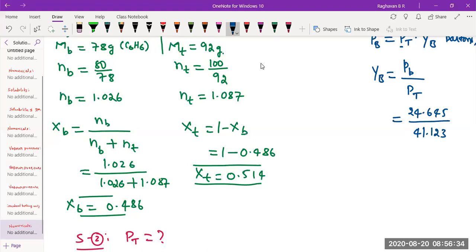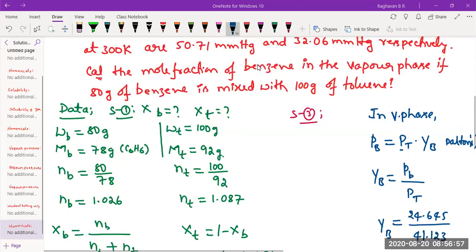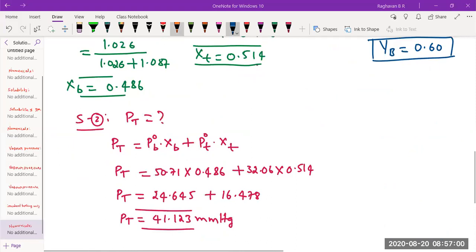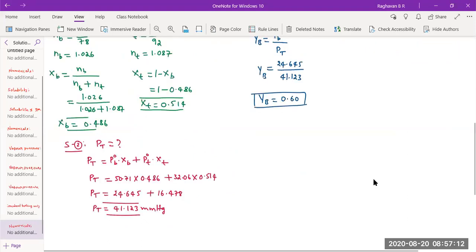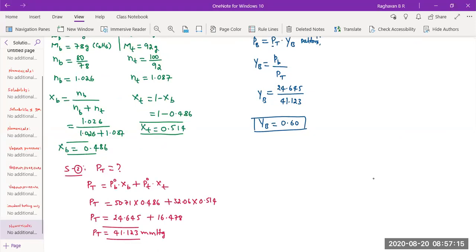What is the final answer? 0.6. Yes, sir, 0.6. Mole fraction of benzene in vapor phase. That's it. If somebody is writing, I'll just zoom out so that you can see that.